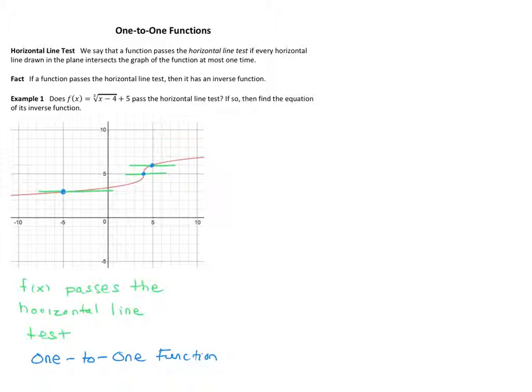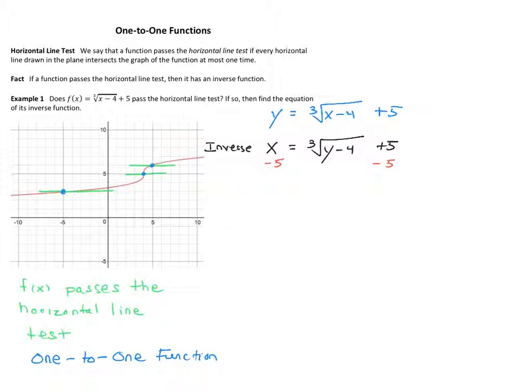So in terms of solving for the inverse, let's figure out what it is. My original equation is y is equal to the cube root of x minus 4 plus 5. It must have an inverse, so if I set that equation up, it is x is equal to the cube root of y minus 4 plus 5. So this thing here would be the inverse. And I'm claiming that this actually does exist. It's our job to solve for it. So what I'm going to do is subtract 5 from both sides. I get x minus 5 is equal to the cube root of y minus 4.